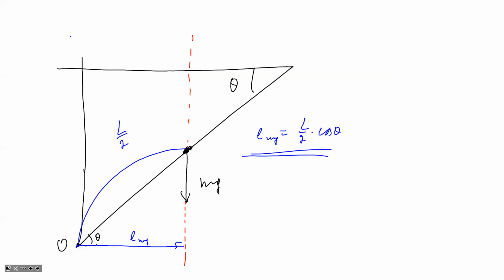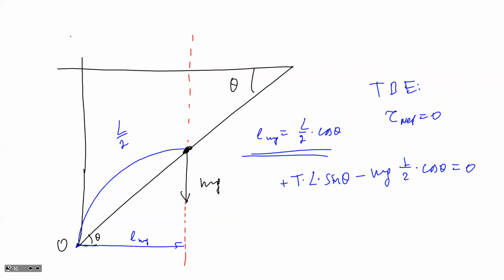All right. So now torque balance equation says net torque equals 0. So what was it? It was positive tension L times sine theta minus, it's negative gravity, a half of length times cosine theta equals 0.